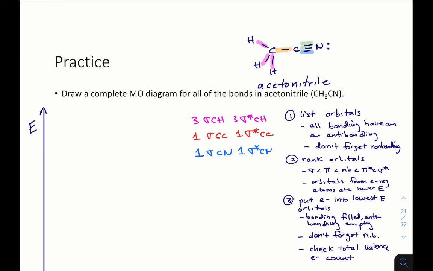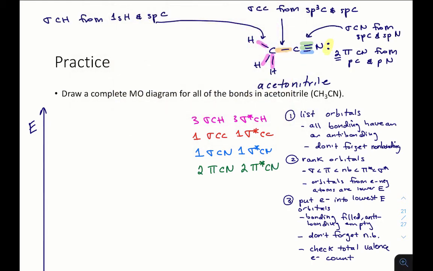The remaining two bonding interactions between carbon and nitrogen are pi interactions, and there are two of them. So there will be two pi CN orbitals and two pi star CN orbitals. Let's not forget the non-bonding pair of electrons drawn on nitrogen. Technically, those two are in a molecular orbital, but let's not worry too much about that. So we have one non-bonding nitrogen orbital. There's no antibonding orbital that goes with that, just non-bonding, so that's all we need to write down for that lone pair of electrons.